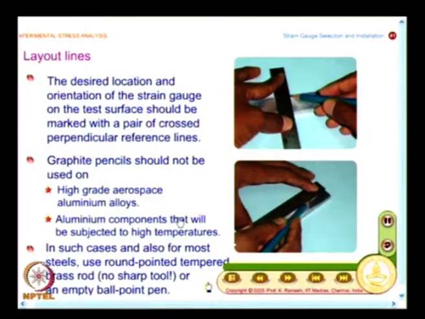You may wonder why somebody gives such detailed instructions, because the idea is we want to get an accuracy of 0.5 microstrain. How do I ensure that? Every step which you do has an influence on the final performance of the strain gauge system.